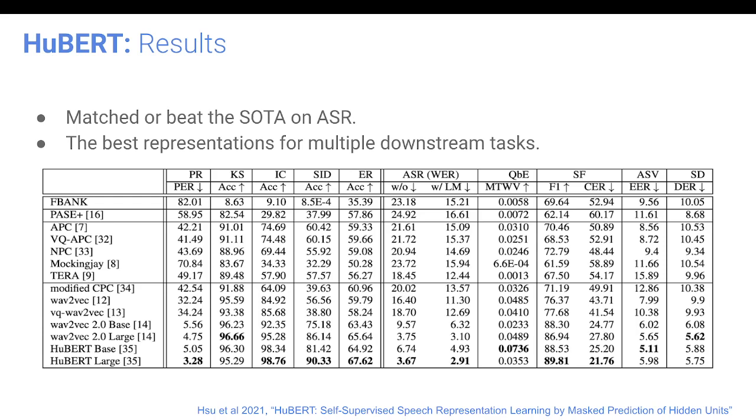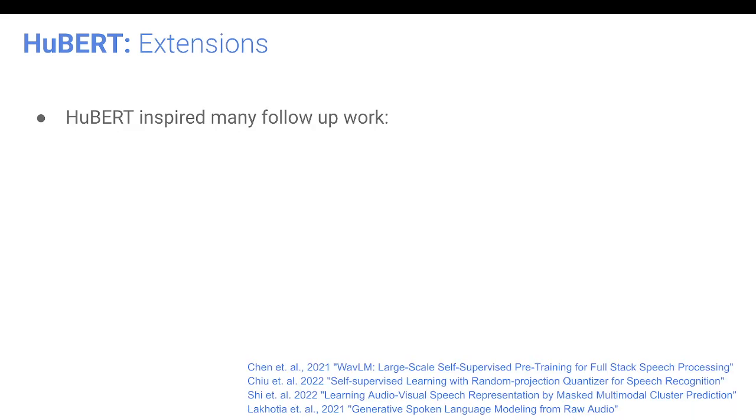The other thing is that it produces the best representations for multiple downstream tasks on the SUPERB benchmark, as we will discuss later. Of course, this was at the time of the publication. There are many other extensions of HuBERT that came after. So again, like CPC and Wav2Vec, HuBERT inspired many other follow-up works.